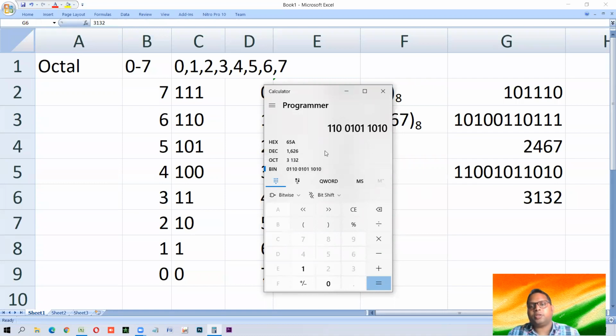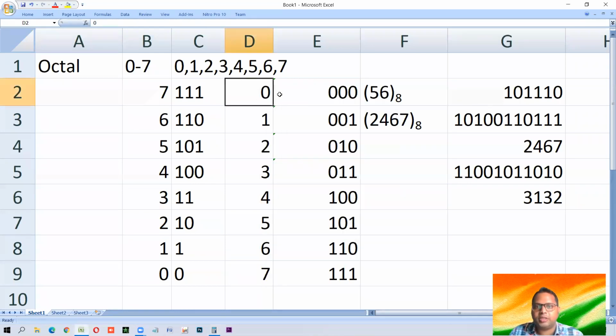So dear students, we have learned to work with binary and octal numbers. You can easily convert a given octal number to binary and a given binary number to octal. You just need to know this particular thing.